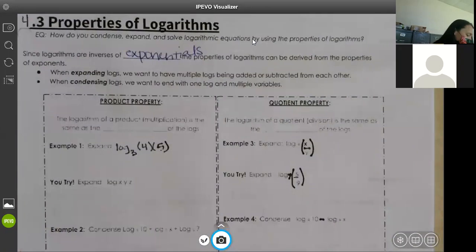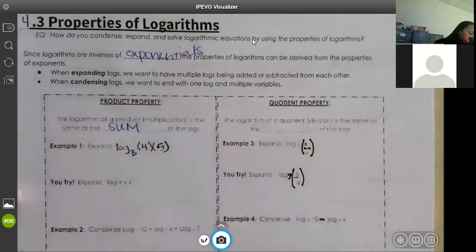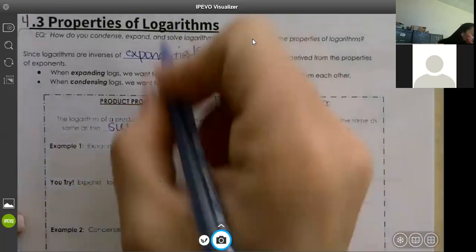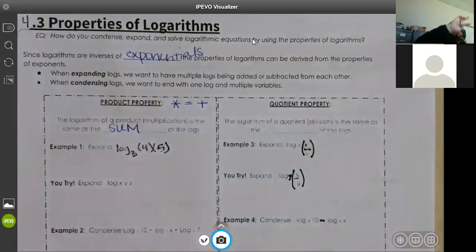All right. Product property, the log of a product or multiplication is the same as the sum of the logs. So multiply is the same as add. You can flip it back and forth, okay?